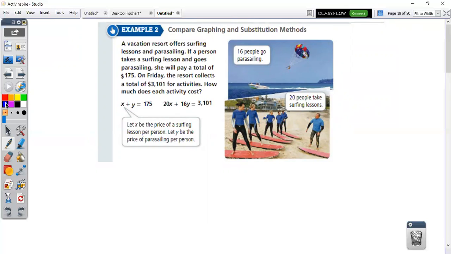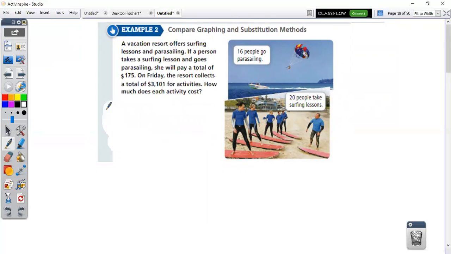Now, here we have the two equations. I'm going to pretend like we don't have them, so let's act like we didn't know that. Let's make up our own equations. If you've already seen them, pretend like you didn't know. Okay, so here we go. Here's our options. If a person takes a surfing lesson and goes parasailing, she will pay a total of what? $175. That's one equation.